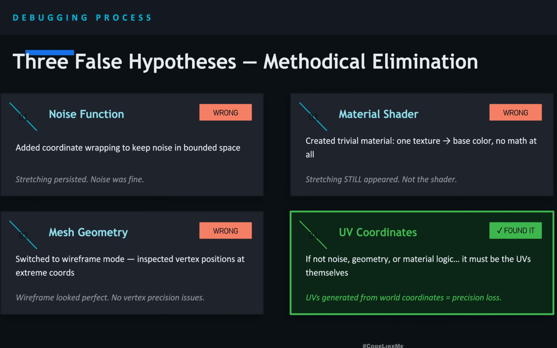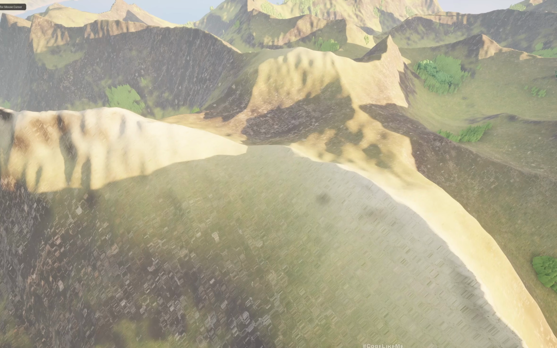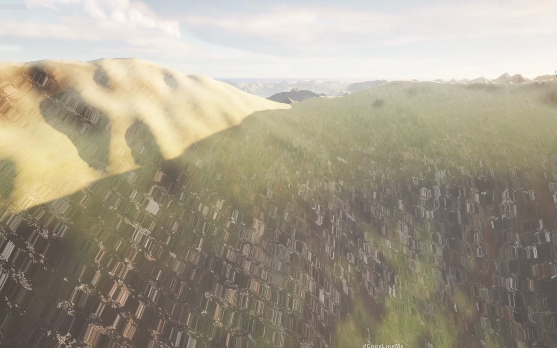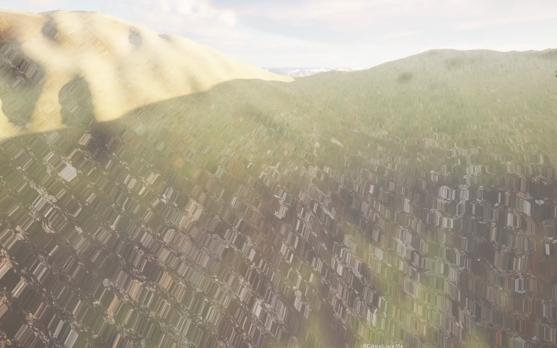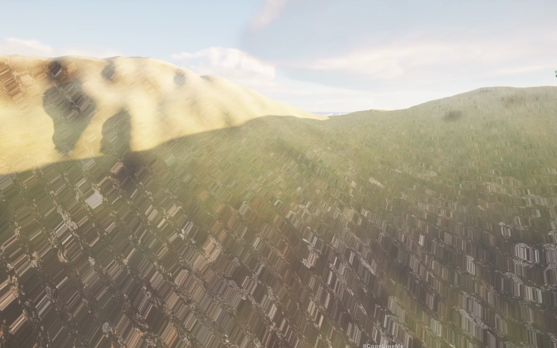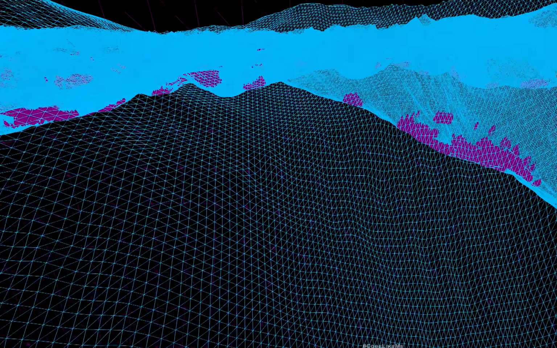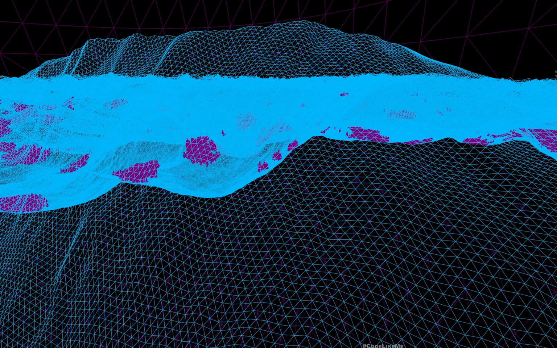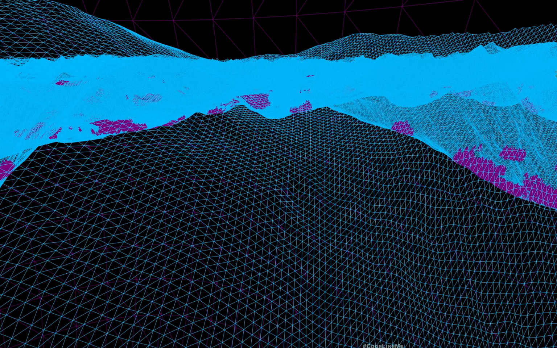So I created a very simple material with just a texture, but the artifact still appeared. Then I was able to pinpoint that this is definitely something to do with the UV coordinates of the terrain. Even though I have this issue, if I enable wireframe mode, the wireframe looks perfectly fine to me. So I was sure it's nothing to do with the wireframe or the polygons.